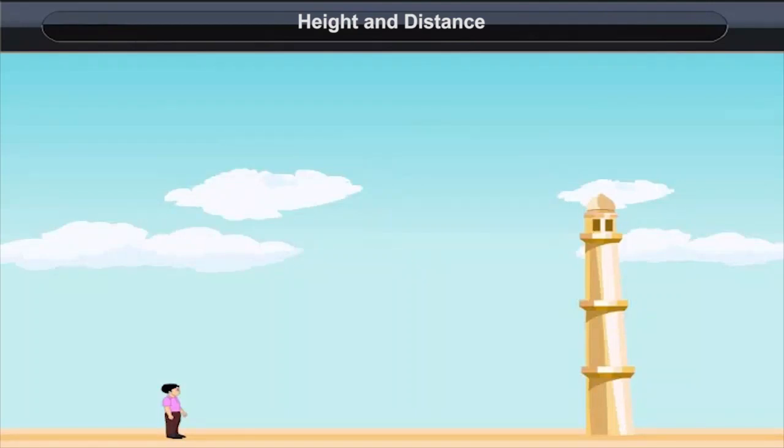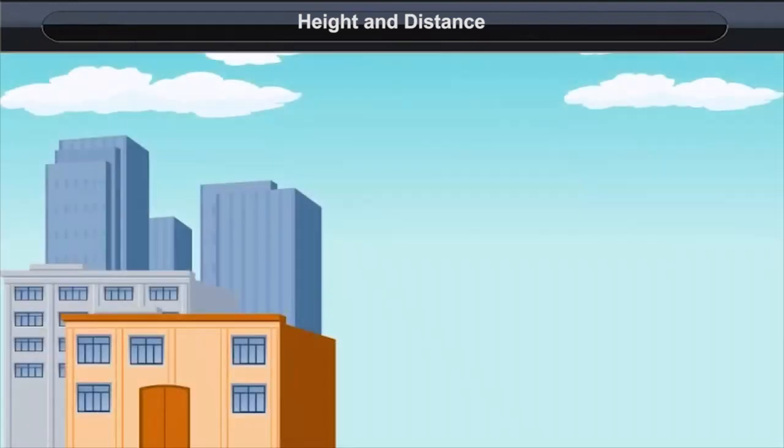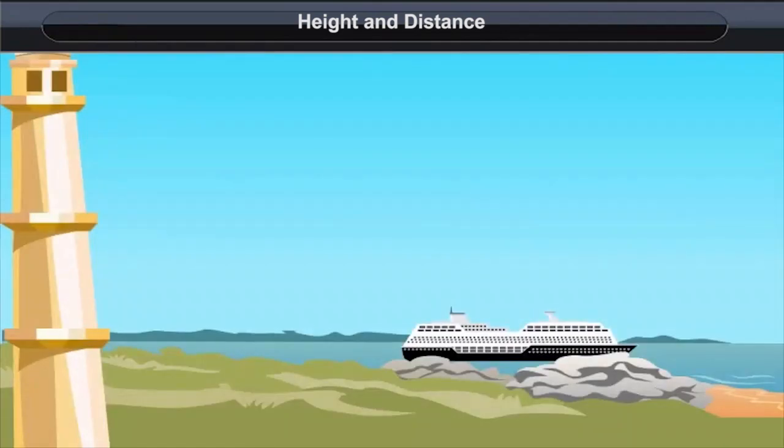Height and distance. Sometimes we need to find the height of a tower, tree, building, or the distance of a ship from a lighthouse, the width of a river, etc. We cannot measure them easily. However, we can calculate them using the trigonometric ratios.